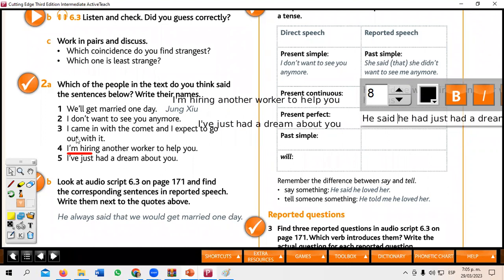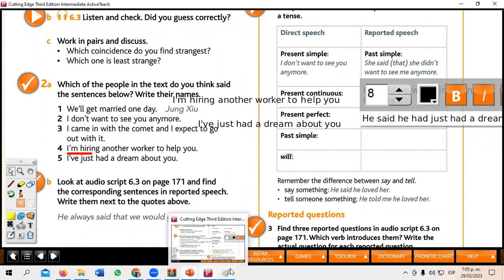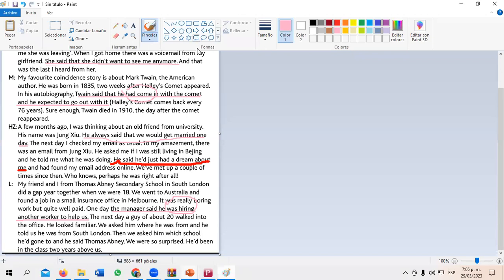And finally, we have will. The example is: we'll get married one day, right? And the reported version: we would, yes, so we would get married one day. So we always go one step back into the past.